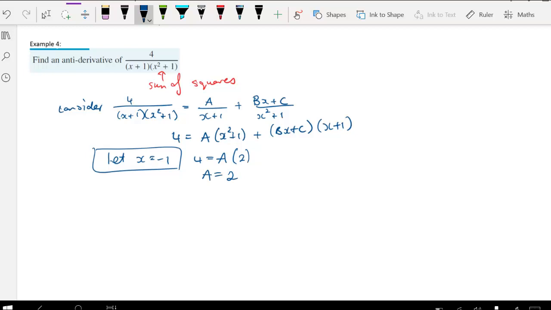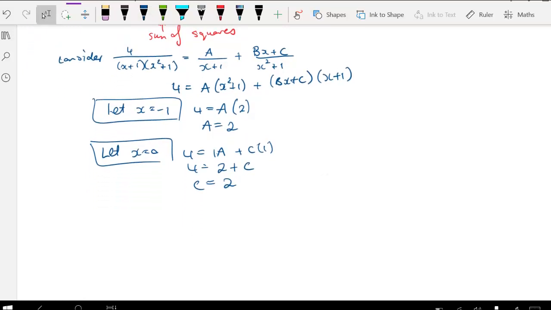For this scenario, the next step is we let x equal 0. So when x is equal to 0, we've got 4 is equal to 0 squared plus 1. So that's 1a. And 0b plus c. And 0 plus 1 is 1. So we've got 4 is equal to 1a plus 1c. A is equal to 2, so we've got 2 plus c. And therefore c is equal to 2.